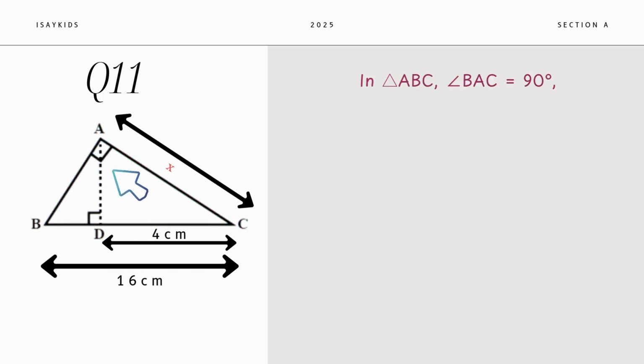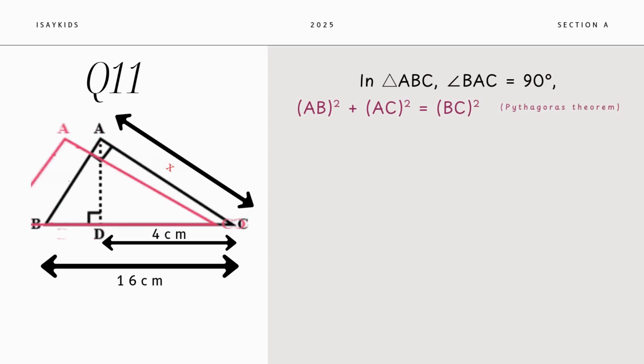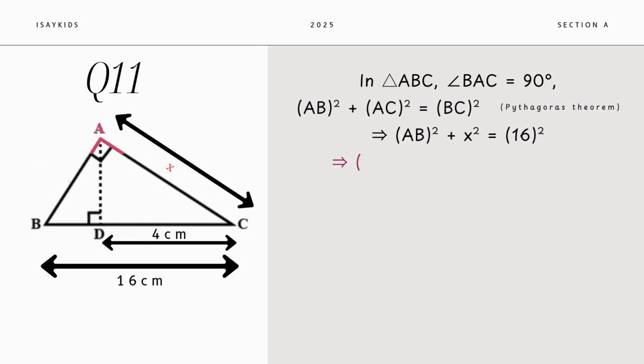In triangle ABC, we are given that angle BAC is 90 degrees. So let's apply the Pythagoras theorem. AB squared plus AC squared would be equal to BC squared. Or we can say AB squared plus x squared is equal to 16 squared. We can say AB squared is 16 squared minus x squared. Let's say this is equation 1.